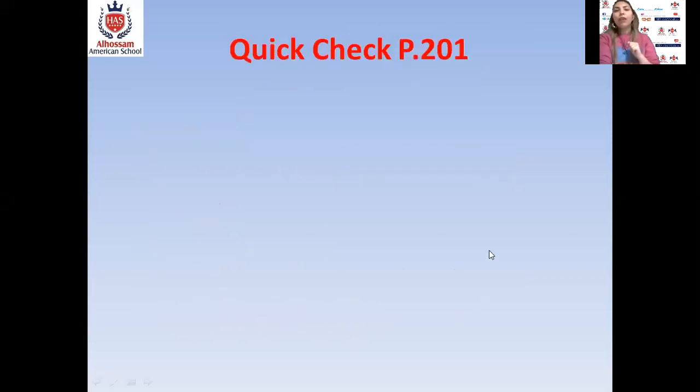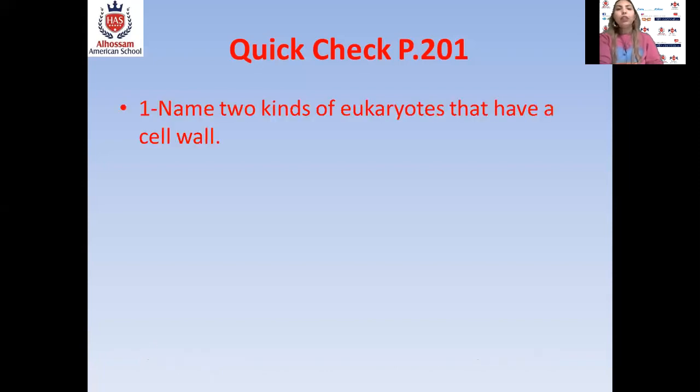And now quick check, page 201. Together open 201. Number 1, name 2 kinds of eukaryotes that have a cell wall. Give examples for 2 kinds of eukaryotes that have a cell wall. Adam? Yes, Adam. Like fungi. Okay.